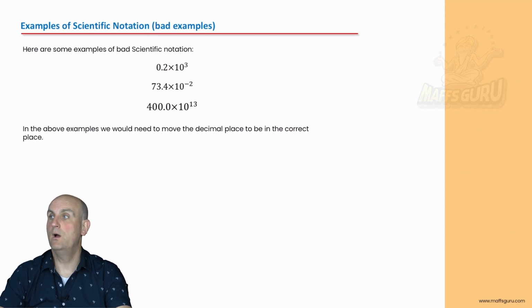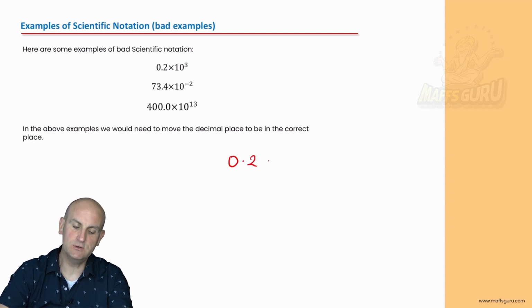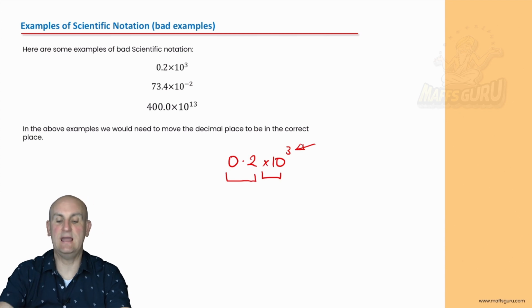Can you see now why these are bad examples? With the first one we've got 0.2 times 10 to the floaty 3. We've got the times 10. That's good. We've got a power. That's good. Uh-oh. It is never allowed to start with a 0. So that decimal point is actually in the wrong place. And I'll explain again what that means in just a moment.